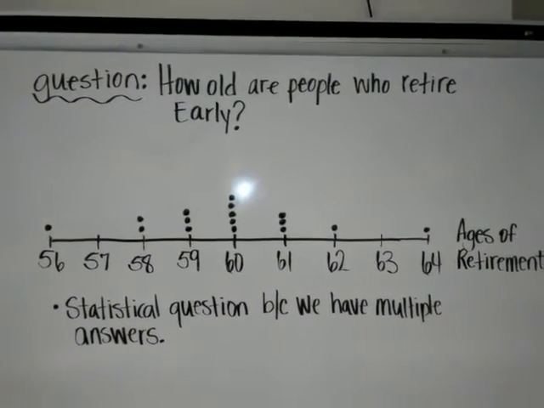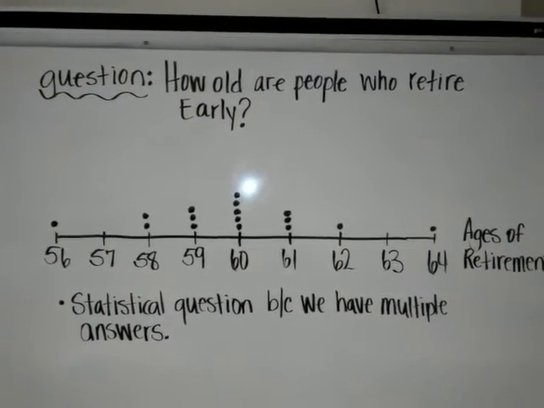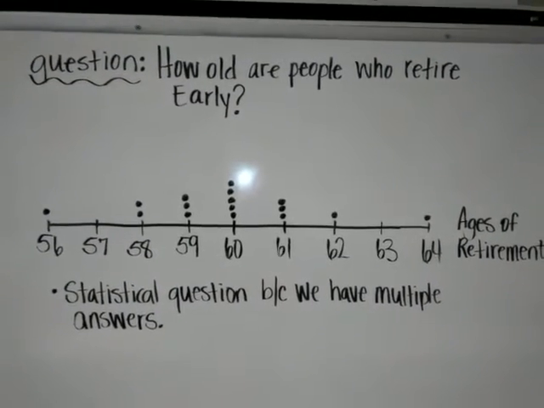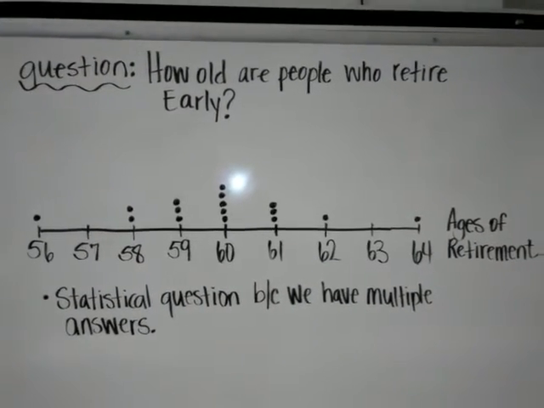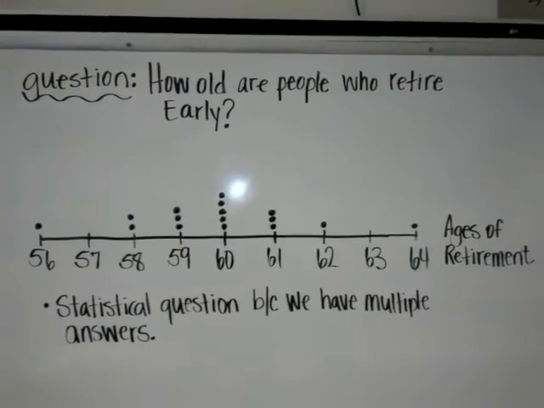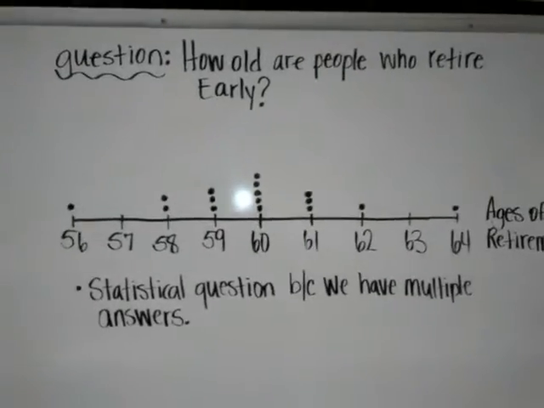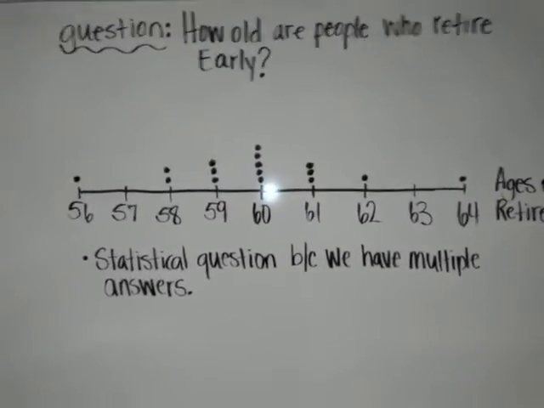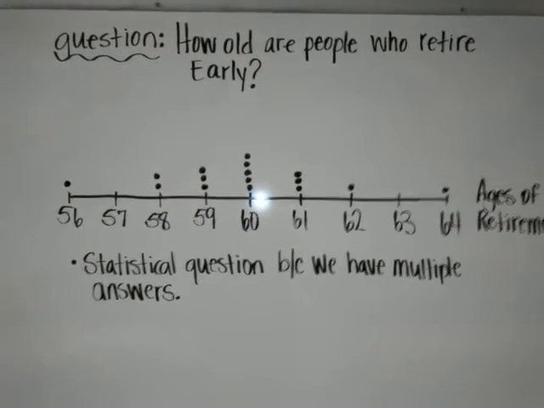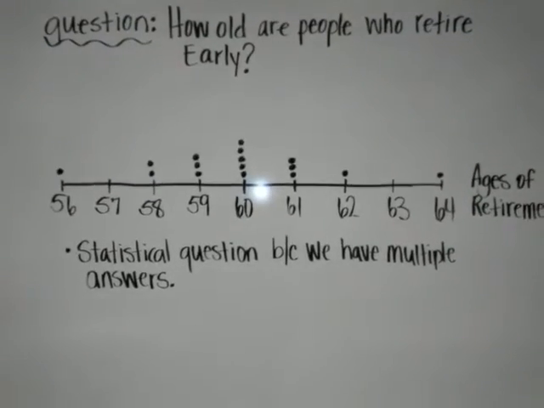So I have my number line created. I plotted my dots for every data entry that was involved in a set of data. And I have, again, my number line, my dot plot. I have it labeled what we're measuring, the ages of retirement. So the first question, is this a statistical question? Your answer should be yes, because as you can see on this dot plot, we have multiple answers, meaning we have multiple ages in which people retire early.